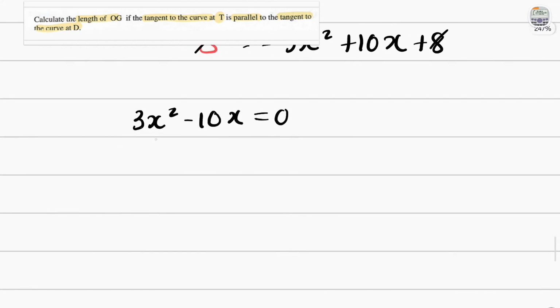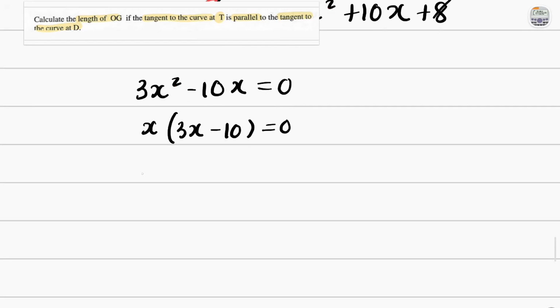And now we have to factorize this binomial. We have a common factor of x. So we're going to take out x as a common factor, and what is left in the first term will be 3x. And what is left in the second term? We have negative 10 is equal to 0. So x is equal to 0, or, here we'll solve for x, 3x minus 10 is equal to 0, and then 3x is equal to 10, and then divide both sides by 3. So x is just equal to 10 over 3.